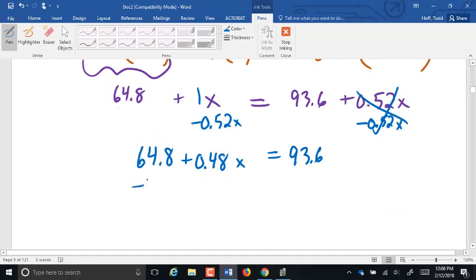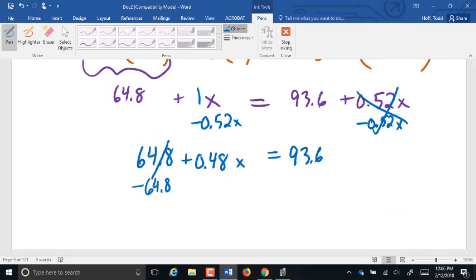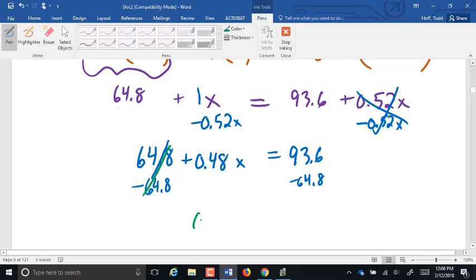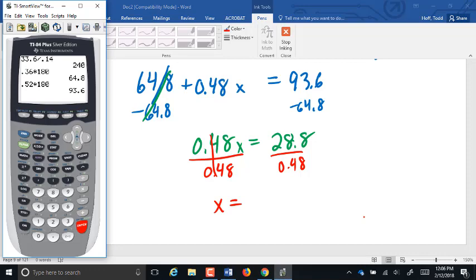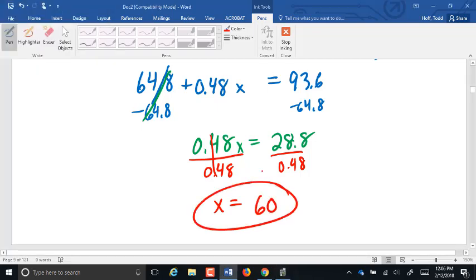So we will subtract 64.8 from both sides. So we have 0.48x equals 93.6 minus 64.8 is 28.8. And we will divide by 0.48. So x equals, I believe that comes out to be 60, but let's double check it. 28.8 divided by 0.48 is 60. Very good. So x is 60.